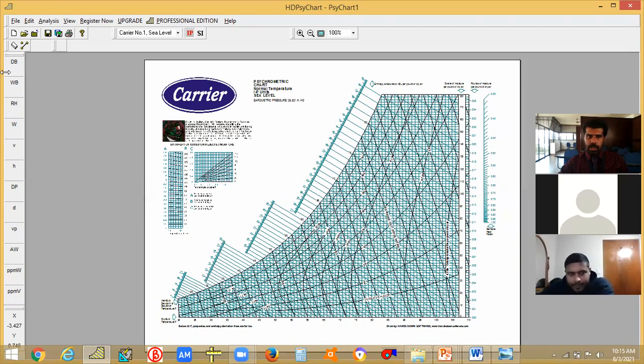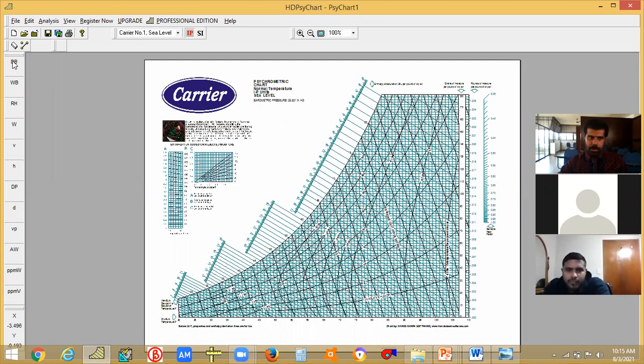Have you noted on the left side, these are all the properties of air. When I touch, you see the values are changing. When I move the cursor through the graph, different values are changing, right? You can see it, correct?